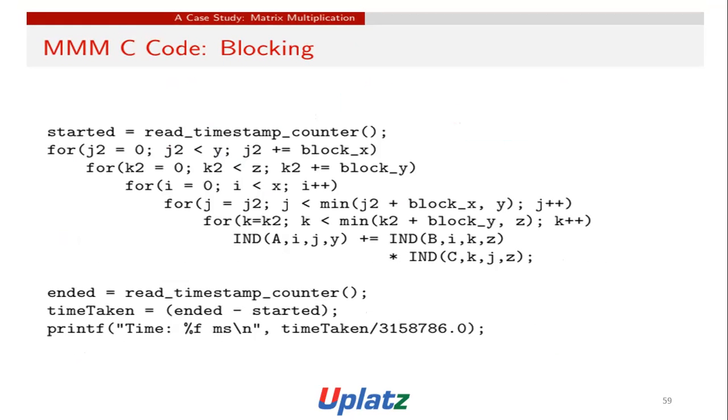Blocking: we use started read timestamp counter, for j2 equal to 0, j2 less than y, k2 equal to 0, k2 less than z, j2, for i equal to 0, i less than x, i plus plus, for j equal to j2, j less than min of j2 plus block, y, j plus plus, for k equal to k2, k less than min of k2 plus block, z, k plus plus, A[i][j] plus equal to B[i][k] times C[k][j]. Then ended read timestamp counter, time taken, ended minus start, total time taken.